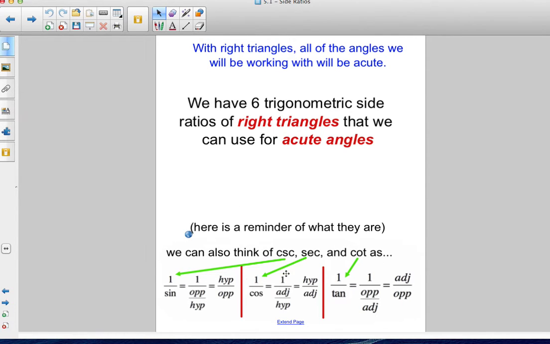But definitely want to know them both ways. Depending on the wording of the question, you're going to have to figure it out both ways. So know that hypotenuse over opposite is cosecant, as is 1 over sine, right? They're the same thing.